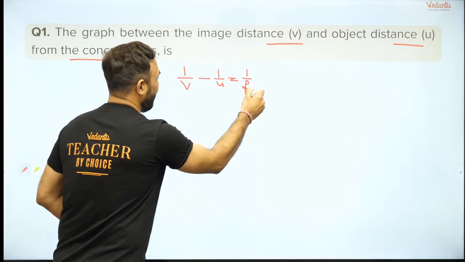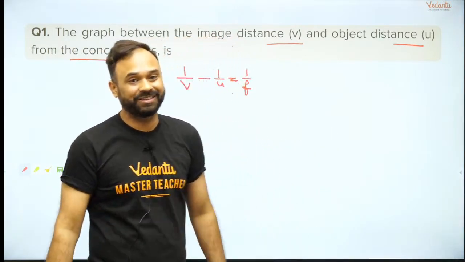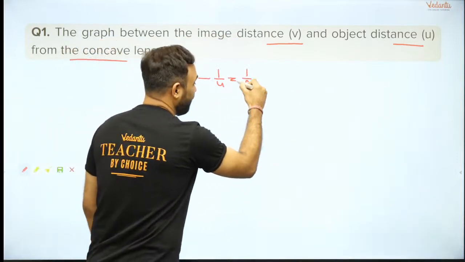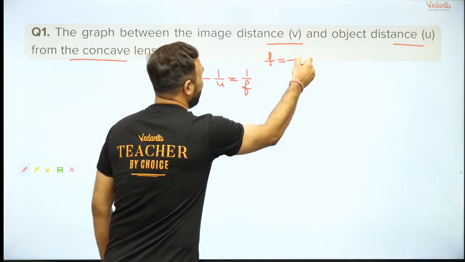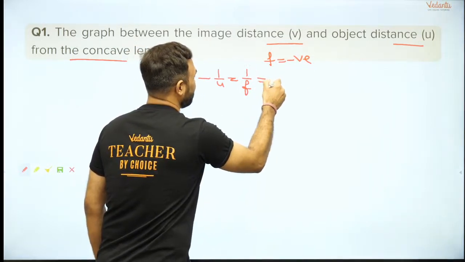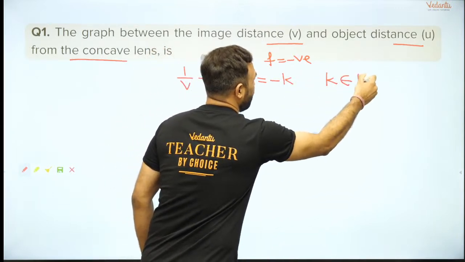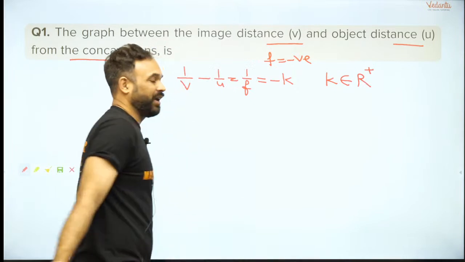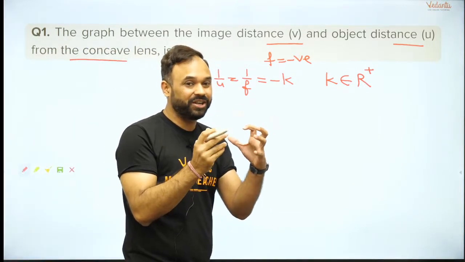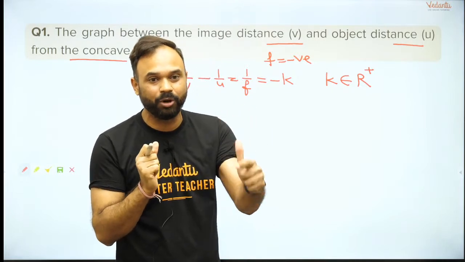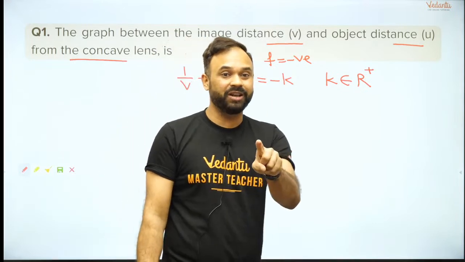We know that there is the thin lens formula for lenses. The thin lens formula says 1 upon V minus 1 upon U is equal to 1 upon F, right? This is the focal length, the principal focal length or second focal length of a thin lens. And I know for a concave lens, F is negative. So write this equation as minus k, where k belongs to positive real numbers. I can write this equation like this.